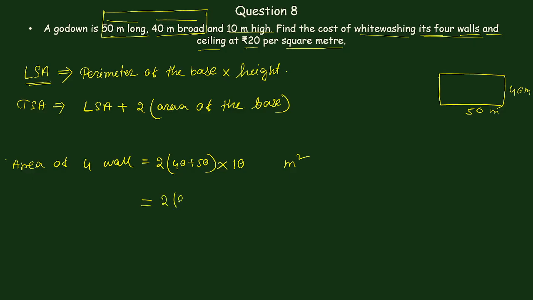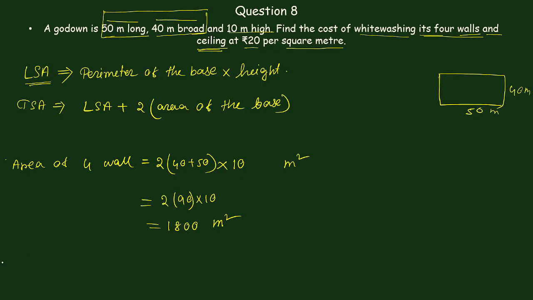So 2 into 90 into 10. So 180 and again multiplied by 10. So 1800 meter square is the area of the walls. Now we are doing the ceiling, that is the roof only, right? We are not doing the floor. So the roof and the floor both are the same, equal.